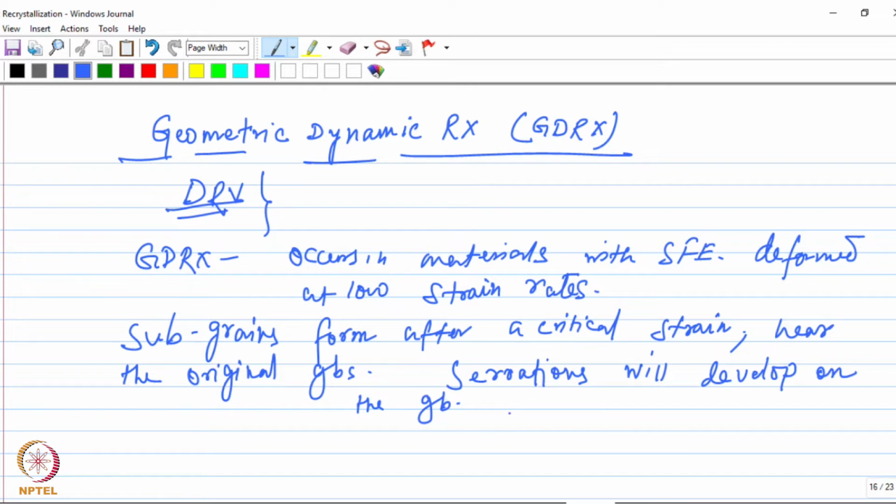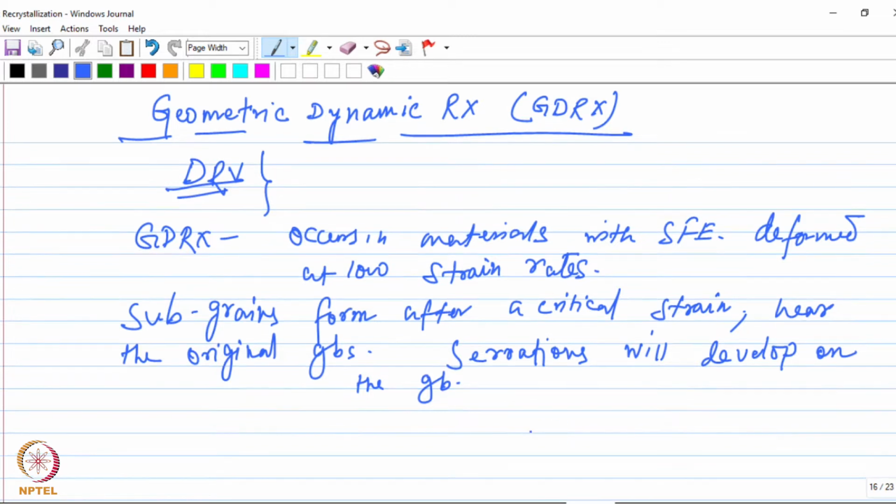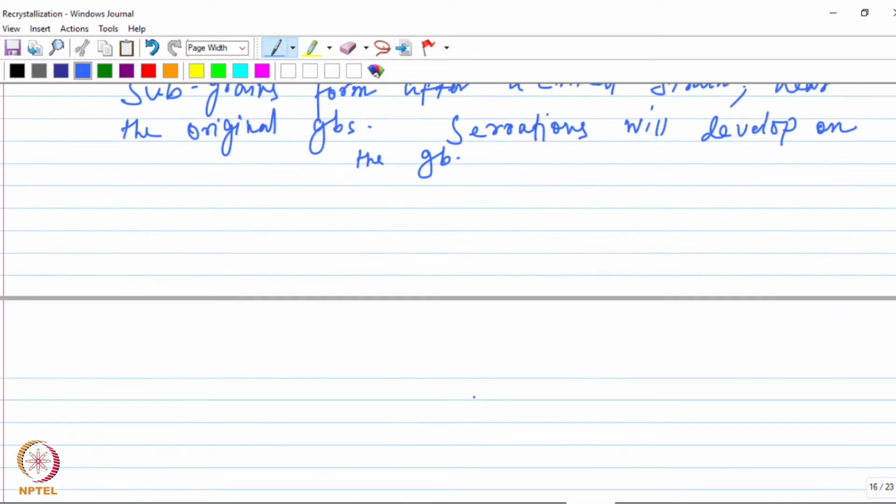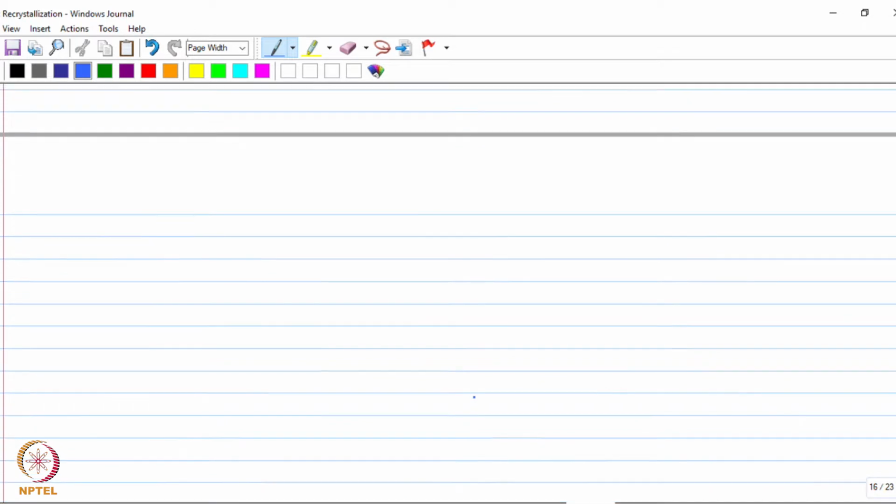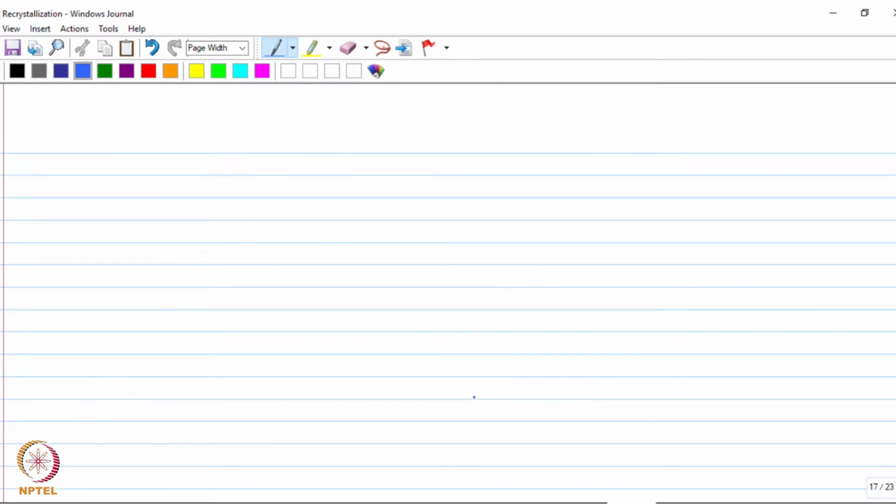Okay. So in this case, as you deform the material and the serrations form, what could happen? One of the possibilities is that the grains can thin down, particularly if we are talking about a deformation process in which it is deformed in a directional manner. For example, in rolling, the deformation is in a particular direction, right? So in such a deformation, the grains can actually thin down as they get elongated, right?